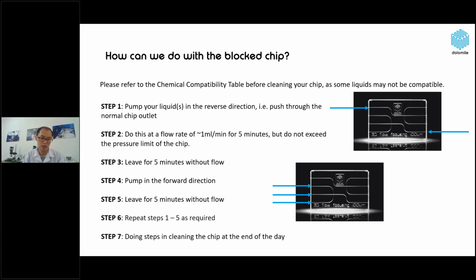Step 6 is to repeat steps 1 to 5 if required, if you feel that the contaminant has not been completely taken out of the chip. And step 7 is to do the same as the cleaning step in cleaning the chip at the end of the day, and store the chip, the connector and all of the components in a dust-free environment.